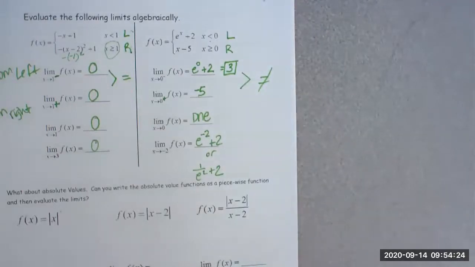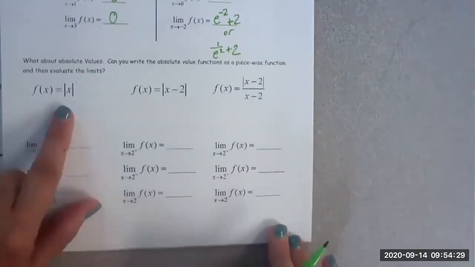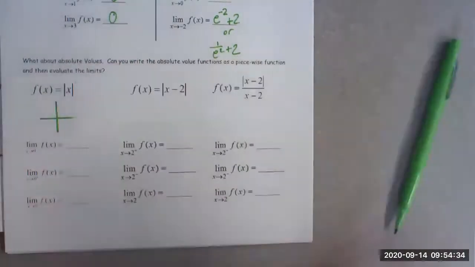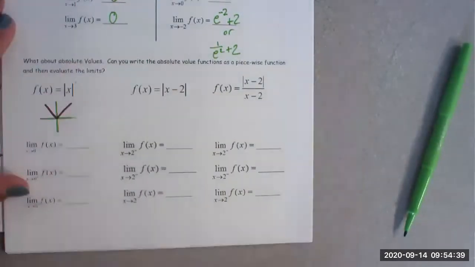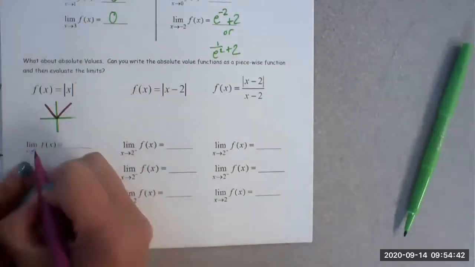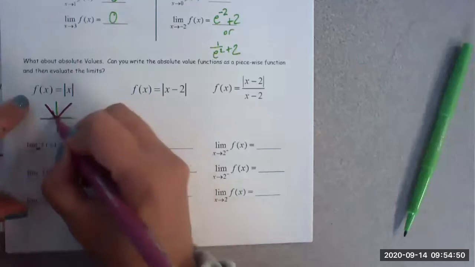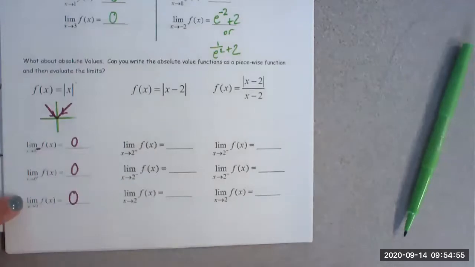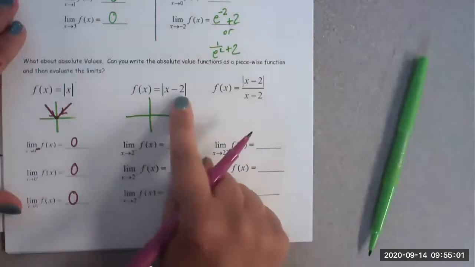All right. So down here at the bottom, we've got to do some absolute value things. Let's just think about the graph right here. Do y'all remember what the graph of absolute value of x looks like? What shape is that? That's the V, right? So it goes like this. So looking at that graph right there, what's happening as we go to 0 from the left? Where's it headed? To 0. What's happening as we go to 0 from the right side? To 0. So what's the limit as x approaches 0? 0. That's pretty easy.